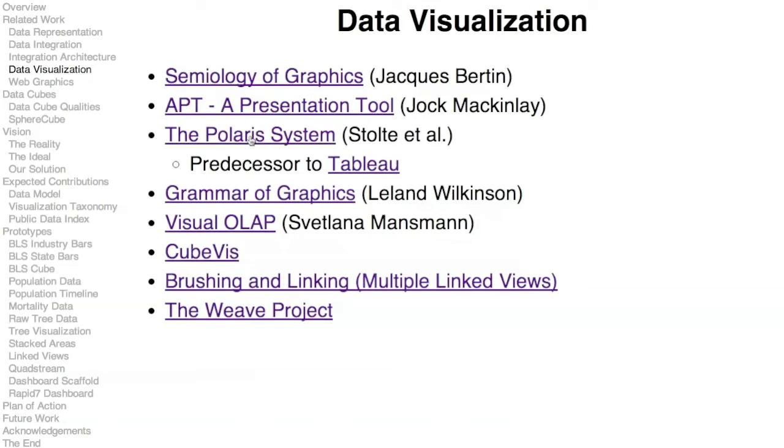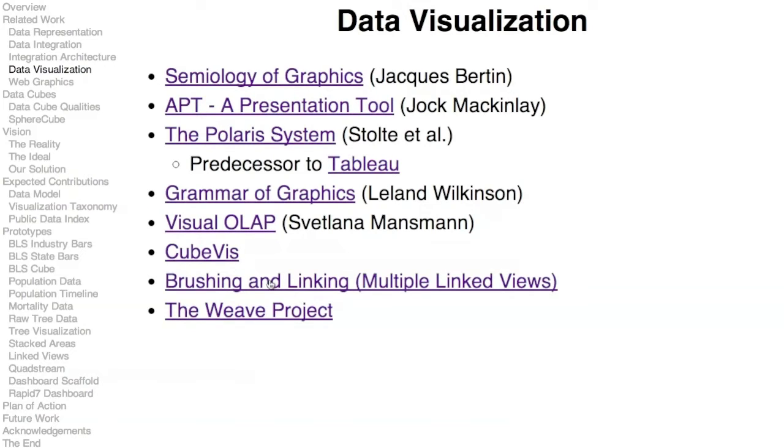The Polaris system is a visualization system that was the predecessor to the commercial package Tableau. And they have dealt with visualizing data cubes also. The Grammar of Graphics by Leland Wilkinson is another seminal work that defines an algebra for defining visualizations in terms of tables and statistical data. Visual OLAP comes out of the doctoral dissertation of Svetlana Mansman in Germany. She defined visual OLAP as a new frontier of data visualization, visualizing data cubes.